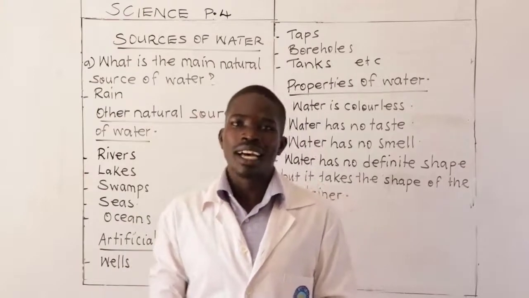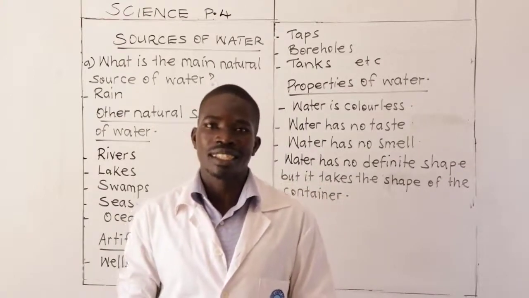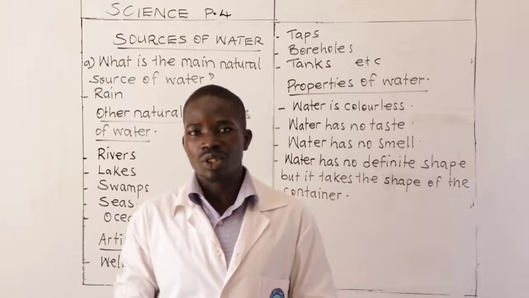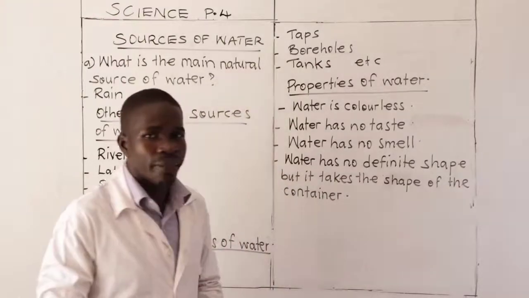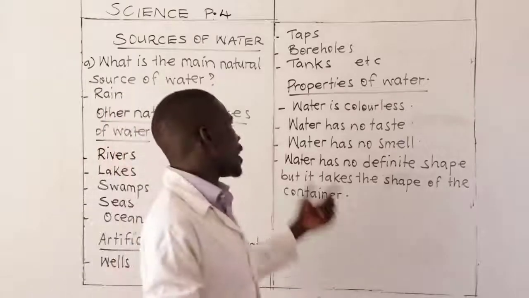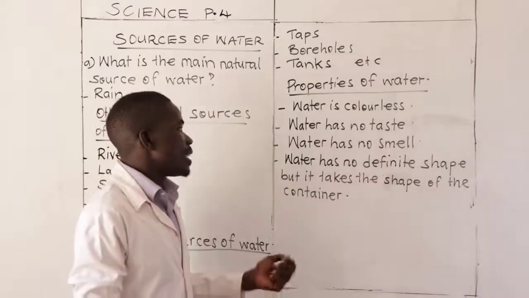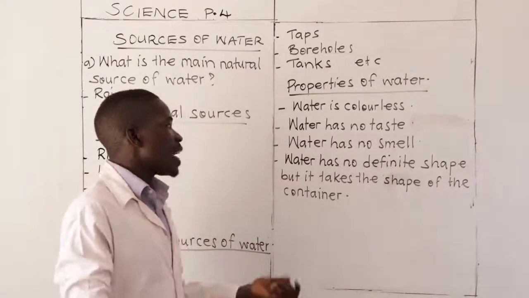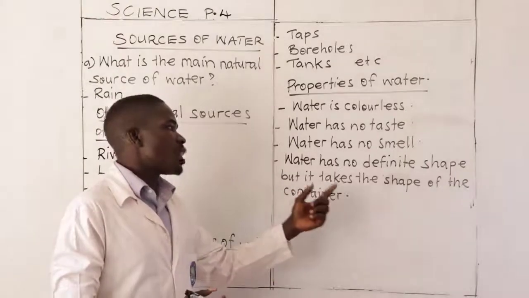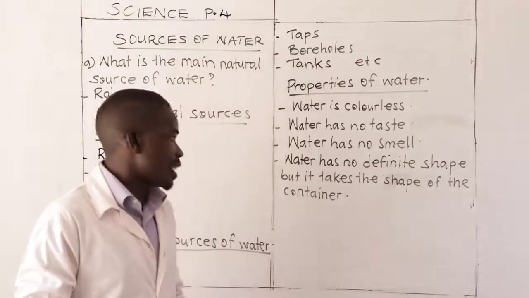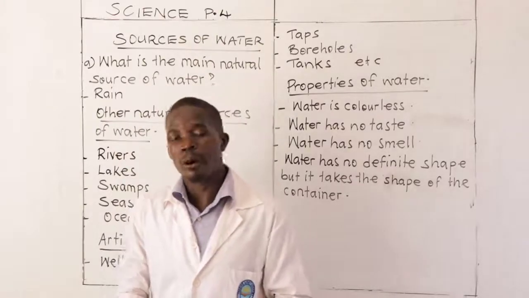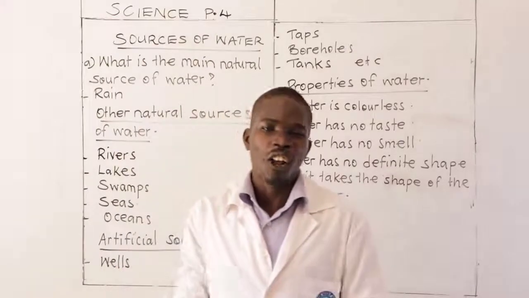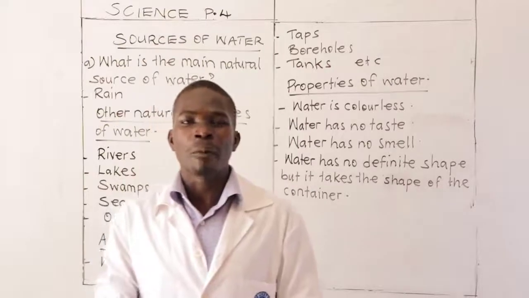And water boils at 100 degrees Celsius. When it reaches there, it is already a gaseous state. There are very many properties of water, but we are talking about just a few. Water is colorless, has no taste, has no smell, has no definite shape, but it takes the shape of the container. Those are some of the properties. I have not said all of them.